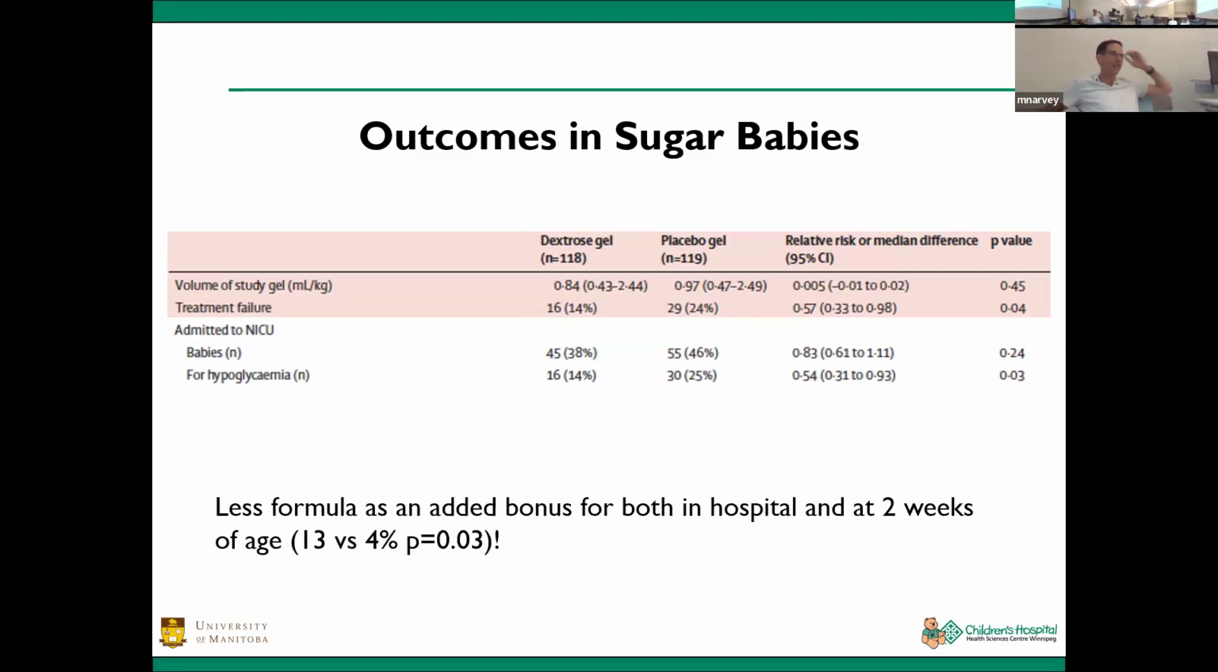And as a bonus, there was less formula used at 2 weeks of age and in the hospital, 13% versus 4%. The reason for that was because if you're not hypoglycemic, nursing and medicine would be promoting more breastfeeding. But at the time, back in 2013, if you were hypoglycemic, they'd say, get that baby some formula. So then the family started using formula and they got accustomed to it and they'd feed after discharge. So the take-home message is giving dextrose gel decreases the number of babies admitted to the unit for hypoglycemia, and secondarily may improve breastfeeding rates. So to me, that's a win-win.